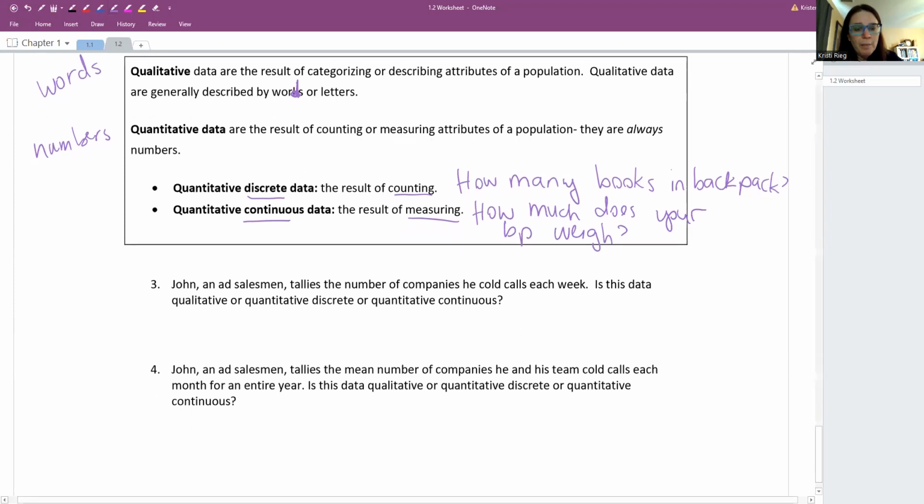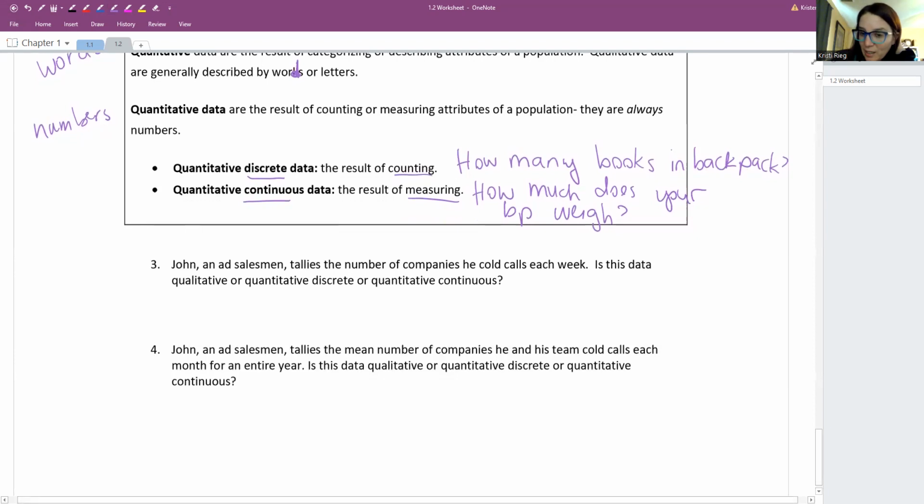Okay, so John is tallying the number of companies he called each week. So he's like, I'm going to call companies, first call, second call, third call, tallies, right? We're going to do tallies later in chapter 2. 5th call, 6th call, and so forth. He's just making a little hash mark every time he calls. So how many calls did he make? Well, first of all, that answers a number, so it's not qualitative. Second of all, he was counting. So going up to the quantitative definition, we see that it is quantitative discrete.